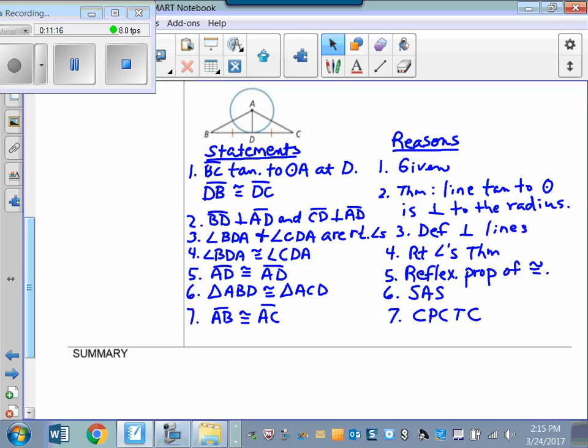Write your summary and your essential question, and we'll see you next time when we will talk about chords and arcs, I believe.